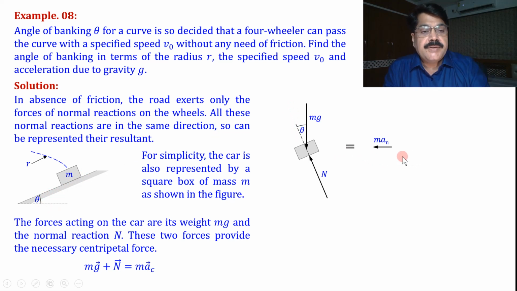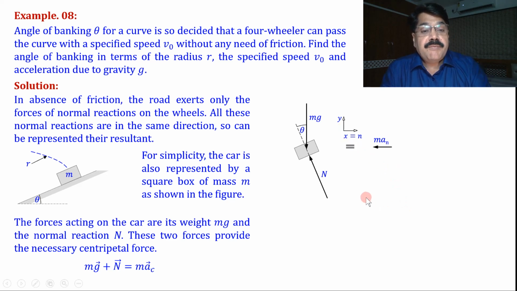And coordinate axis, as it is circular motion or curvilinear motion, one axis must be along the normal. So here x is the normal axis and y is vertical. No need to show the tangential force because the vehicle is assumed to move with a constant speed. So there is no tangential acceleration, so no need to show the tangential direction.